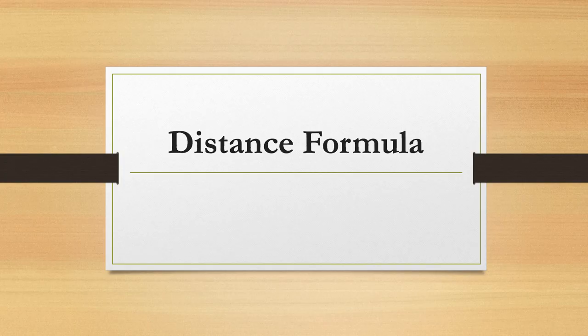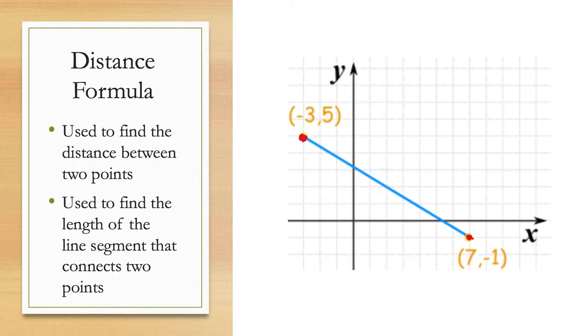Now that we have reviewed the coordinate system, we're going to take a look at what is called the distance formula. The distance formula can be used to find the distance between 2 points. For example, if I wanted to know the distance between (-3, 5) and (7, -1), I could use the distance formula.